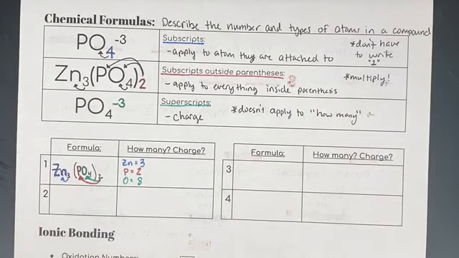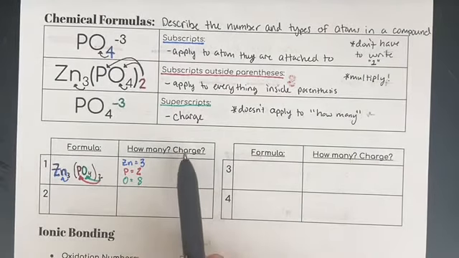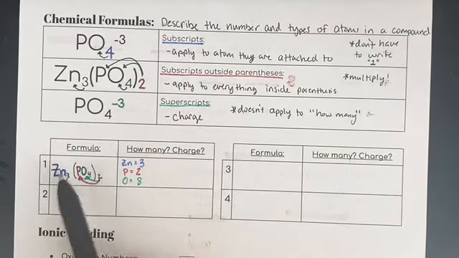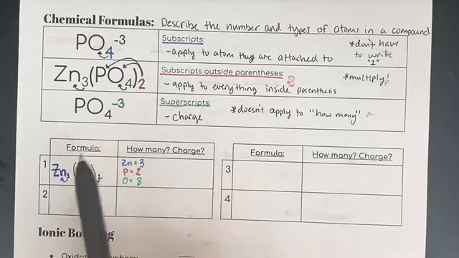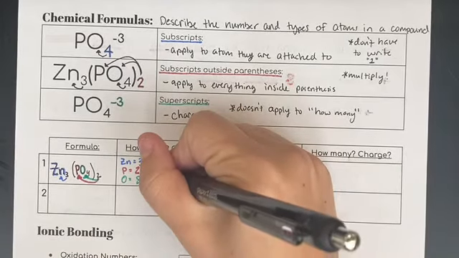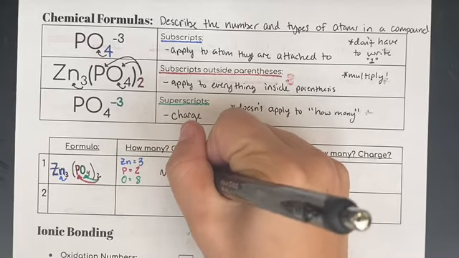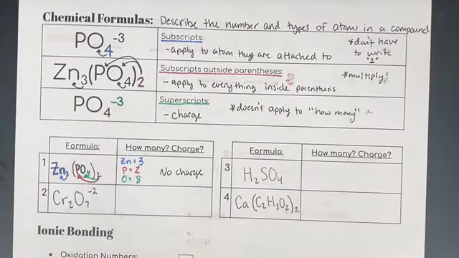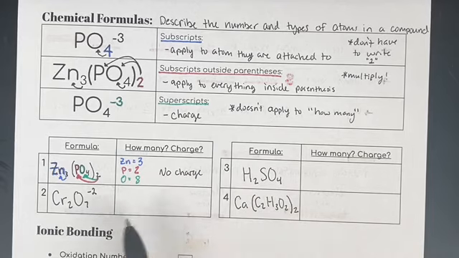which means we have a total of 8 oxygen atoms. And the second part of this just wants to know if there's a charge, and remember a charge is a superscript. Since we don't have any superscripts, this has no charge. So here's 3 more examples that you can do to practice this process.